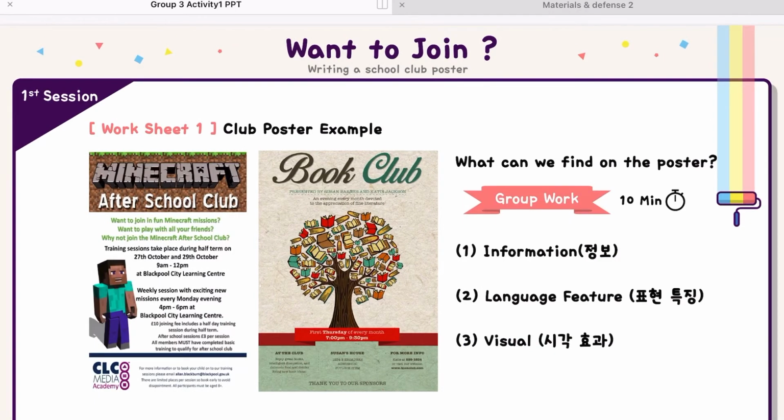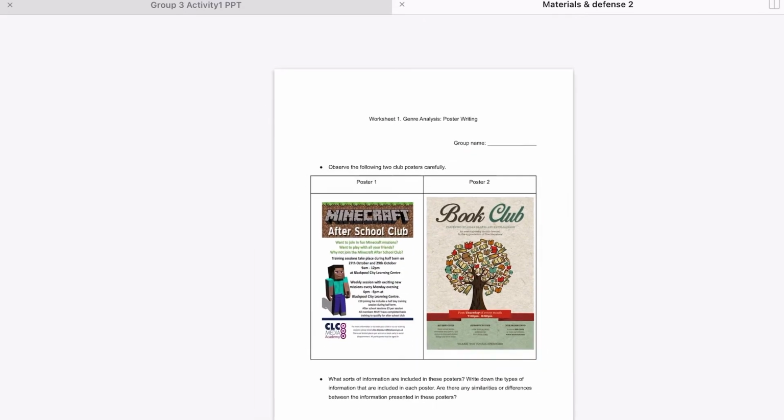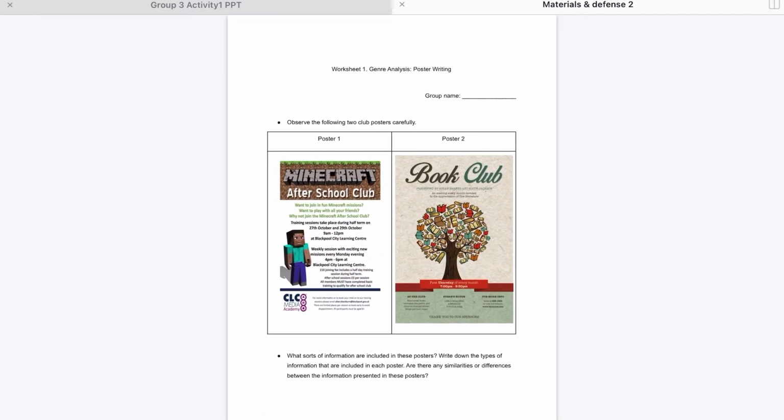Alright then, let's take a closer look at how things are organized in club posters. I'll give you this handout. Everybody's got your own? Alright, look at the first page of it. There are 2 examples of club posters which we'll be making in a moment. Take a closer look at it and find out some important, common, and necessary features that posters should have. For your convenience, I split it into 3 sections.